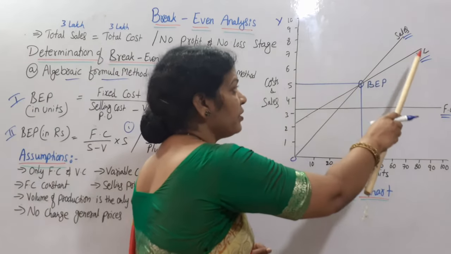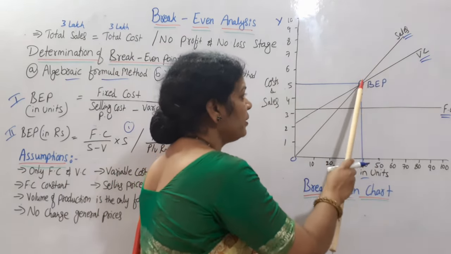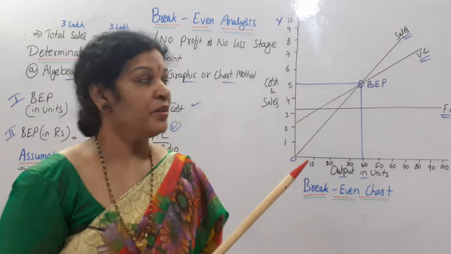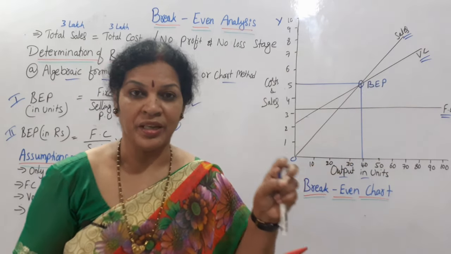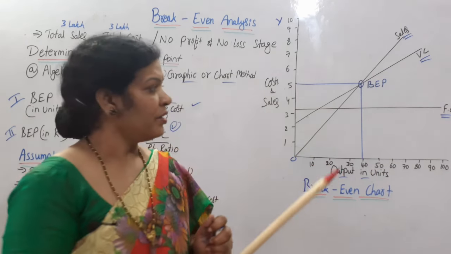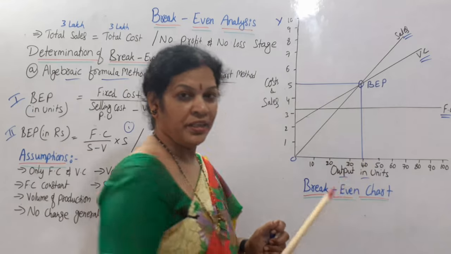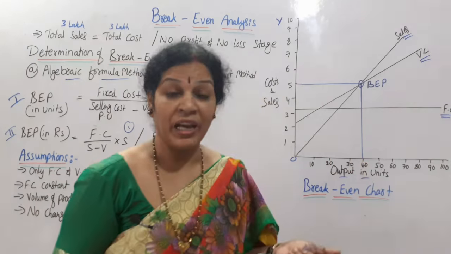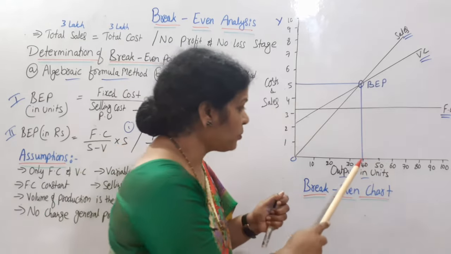Where both sales and variable cost meet together, this point, right? Both are meeting at this point, and we call it the break-even point, where sales and variable cost are the same. That means no profit, no loss. Now from here, if you go to the x-axis, when output is 40, we have break-even. It means no profit, no loss is the stage when I produce 40 output.